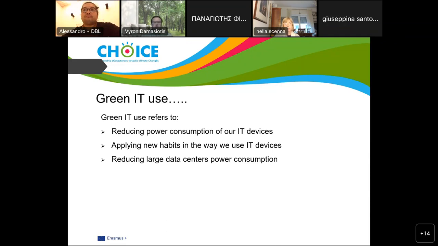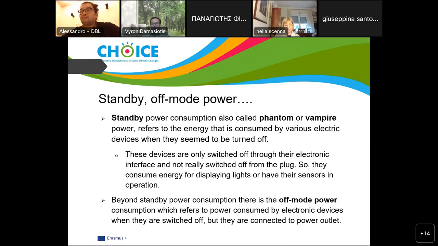Before proceeding, I want to say that green IT use refers to reducing power consumption of IT devices, applying new habits in the way we use IT devices, and reducing large data center power consumption. Now, let's go back to standby mode. Standby power consumption is also called phantom or vampire power, and refers to the energy consumed by various electric devices when they seem to be turned off.